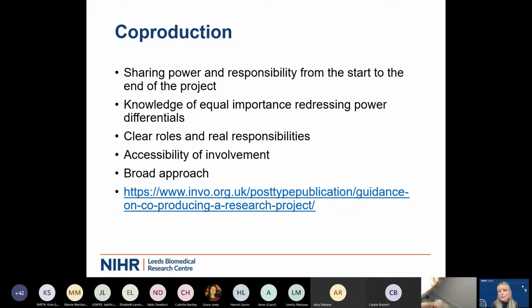And co-production is very much a broad approach. It's very much about principles of how you do things. There is no one size fits all. It's very much about developing an approach for your research. And if you would like to do co-productive research, there's a really good document on the Involve website, which I've just linked there for you.